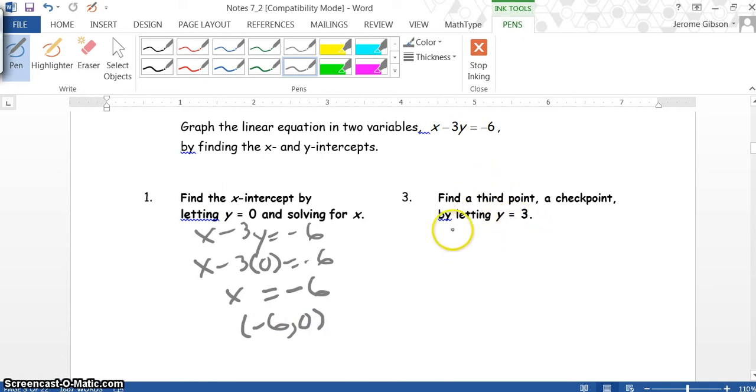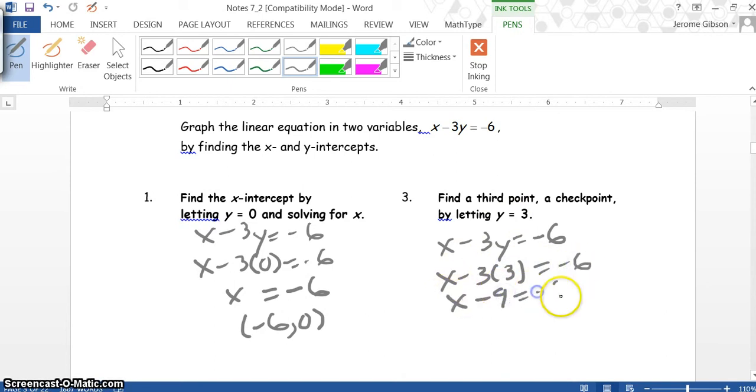Now we come here, we will have x minus 3y is equal to negative 6. And this time we want to substitute in 3 for y. So we will have x minus 9 equals negative 6. Now we will add 9 to both sides, and x equals 3. So our final answer here would be 3, 3.